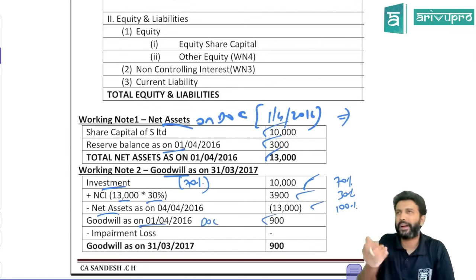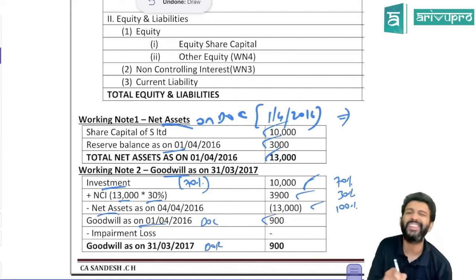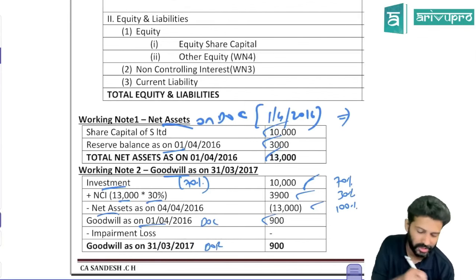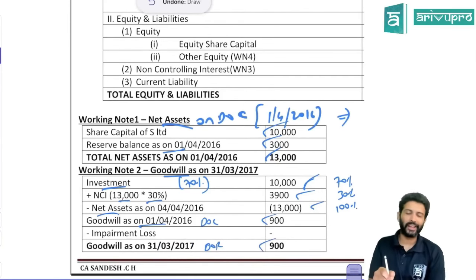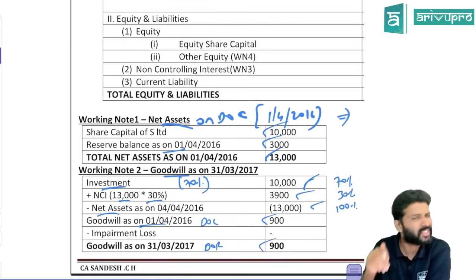If this goodwill is impaired, deduct the impairment loss and you will get the goodwill on the date of reporting, the date of reporting being at the end of the year. Here there is no impairment loss data. So goodwill on the DOC date and the DOR date, or date of reporting, or at the end of the year, will also be the same. This is the next working note.